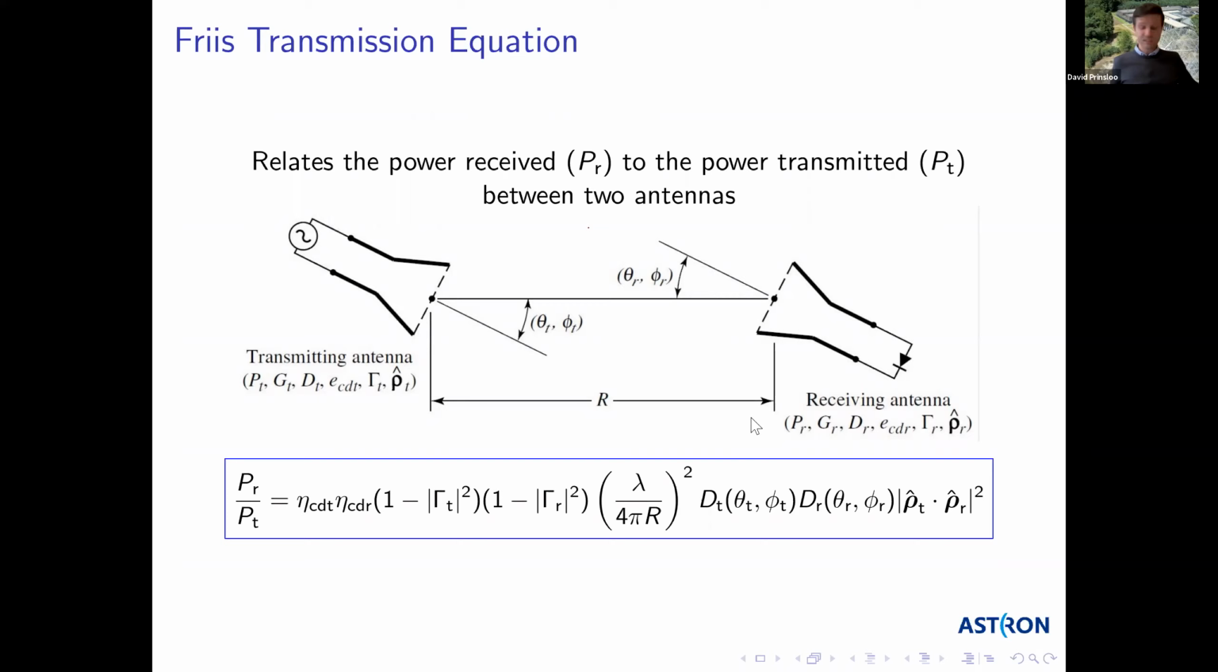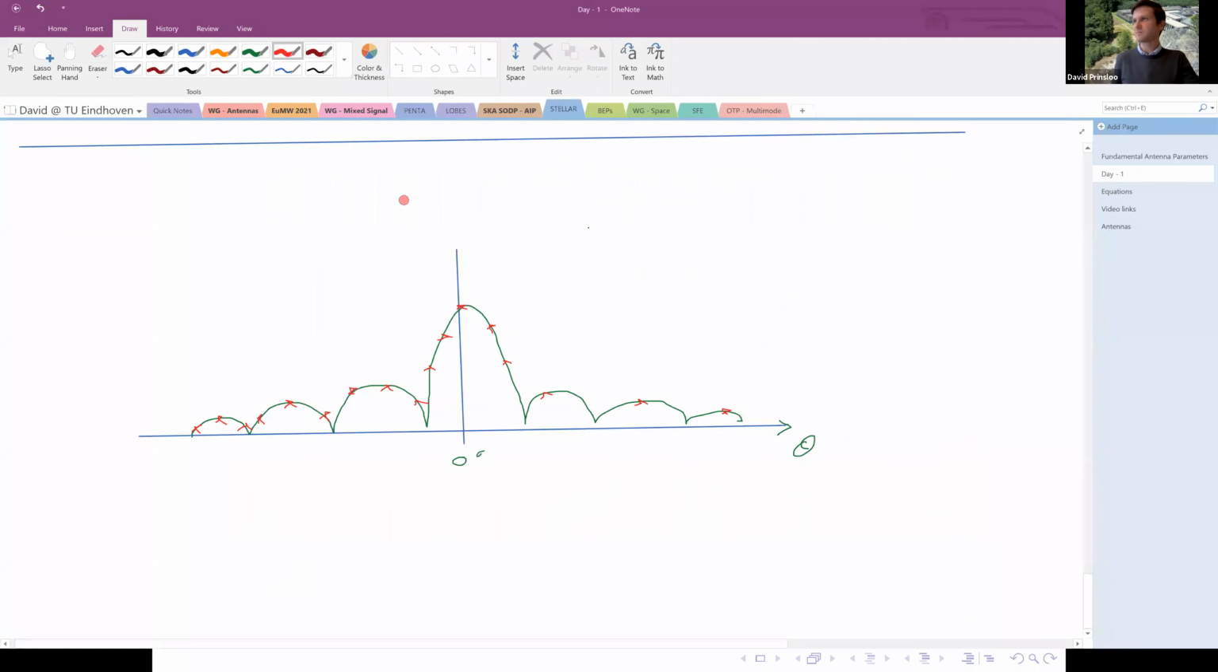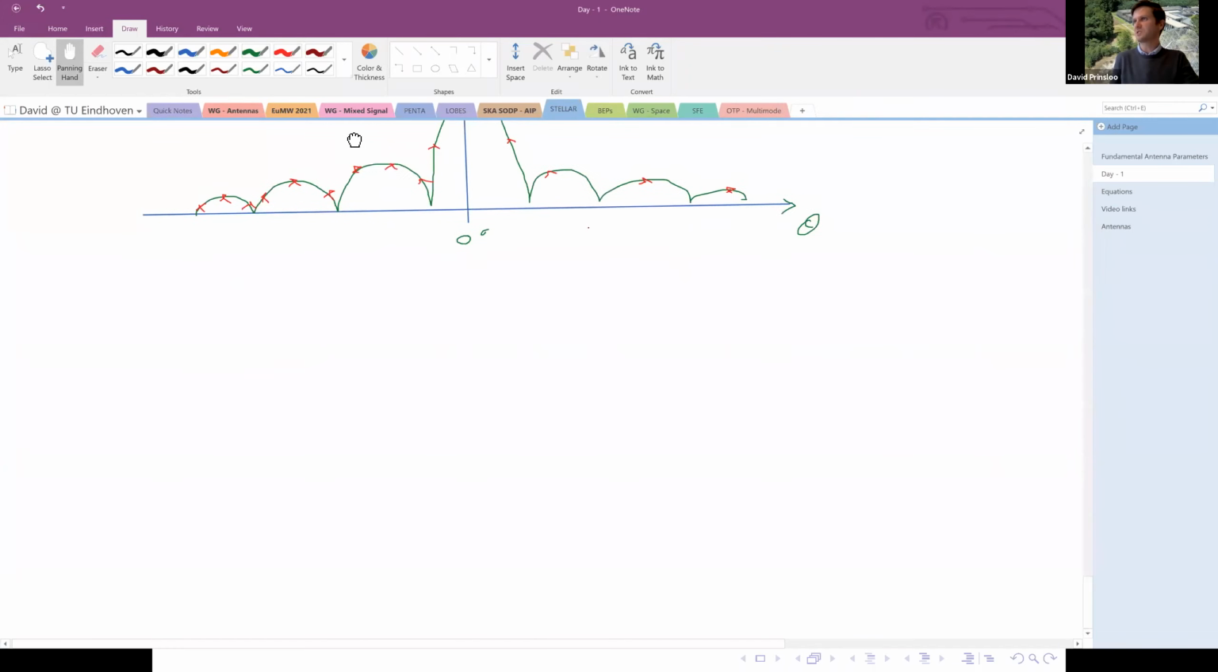Now, this is the Friis Transmission Equation that I show here. Maybe if you first look at it, you think, okay, I don't even want to look at this. It's just too messy. But I quickly want to run you through it. It's actually not as involved as it looks, if you're seeing it for the first time.